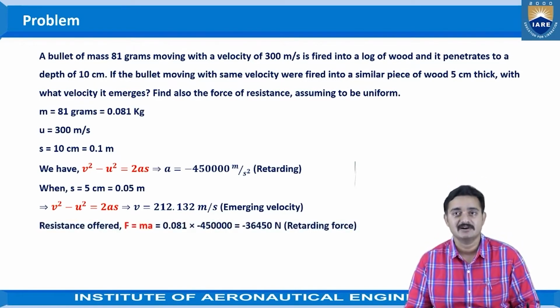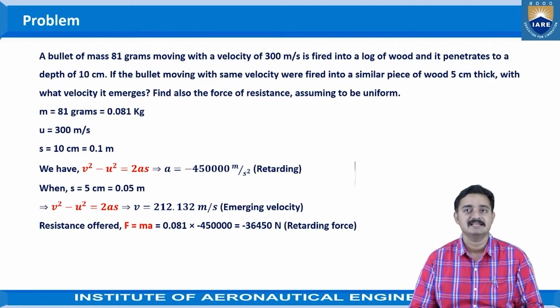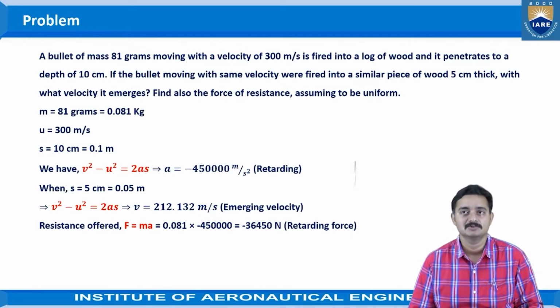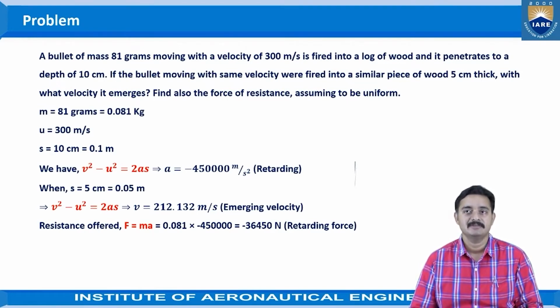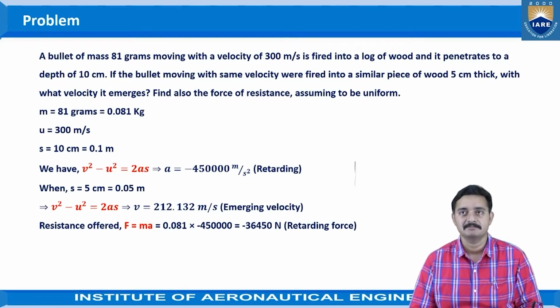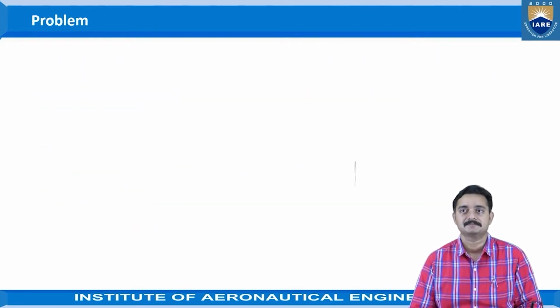Now, the resistance offered is given as F is equal to ma, that is equal to mass of the bullet, which is 0.081 kg, and the acceleration or retardation is minus 45,000. So when you solve this, you will be obtaining minus 36450 newtons, which is a retarding force. So these are the answers for the question asked.